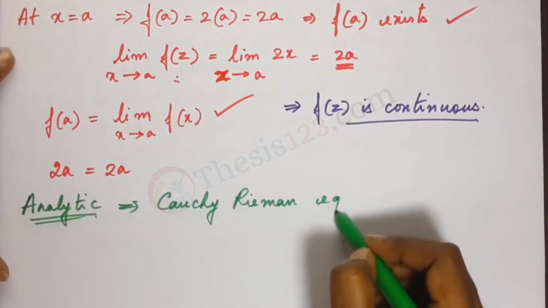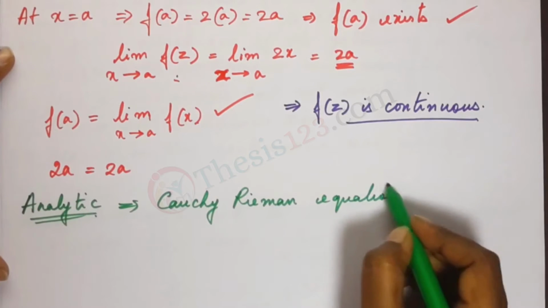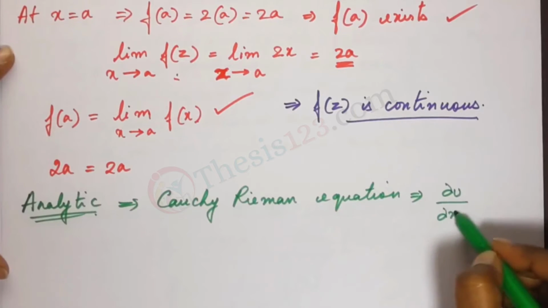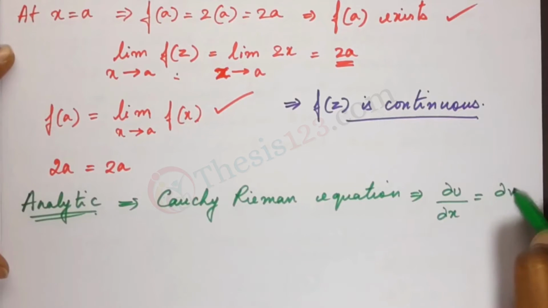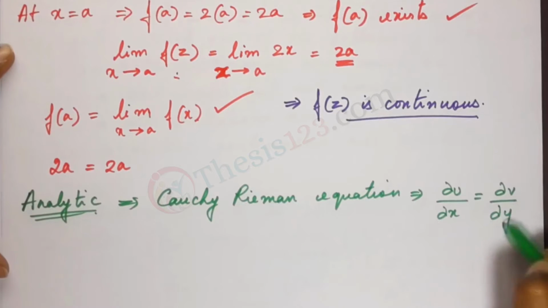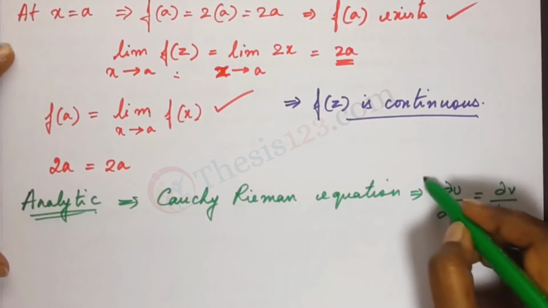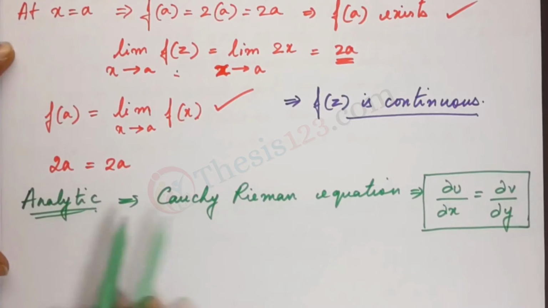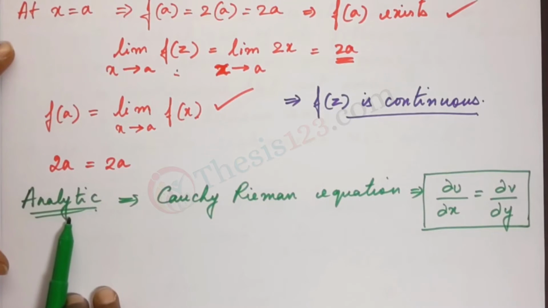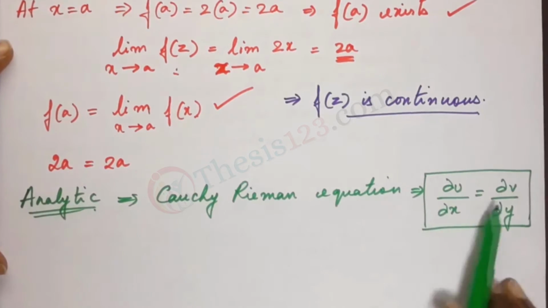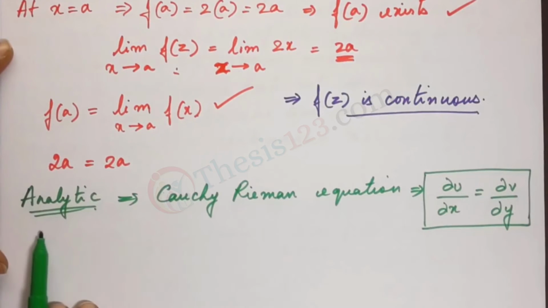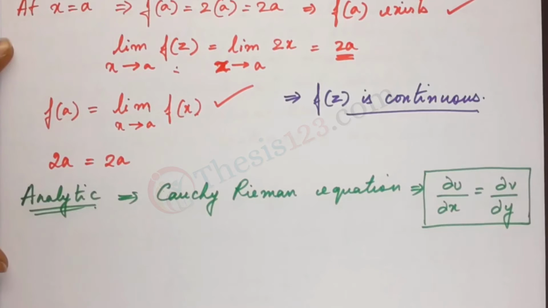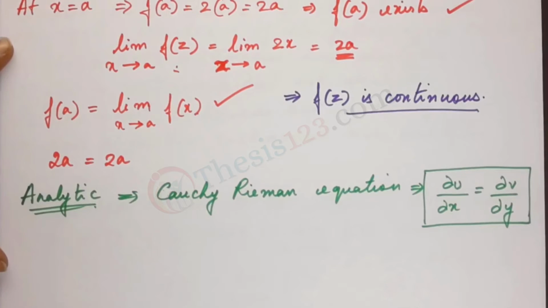Cauchy-Riemann, one of the two Cauchy-Riemann equations, denotes that ∂u/∂x should be equal to ∂v/∂y. So let's just keep this in mind while checking if the function is analytic. If ∂u/∂x is equal to ∂v/∂y, then we say that the function is analytic. If it is not, then it is not. That's about it. So let's begin.